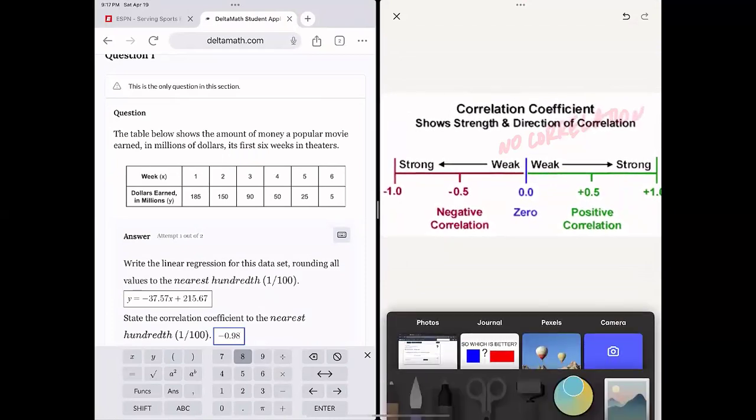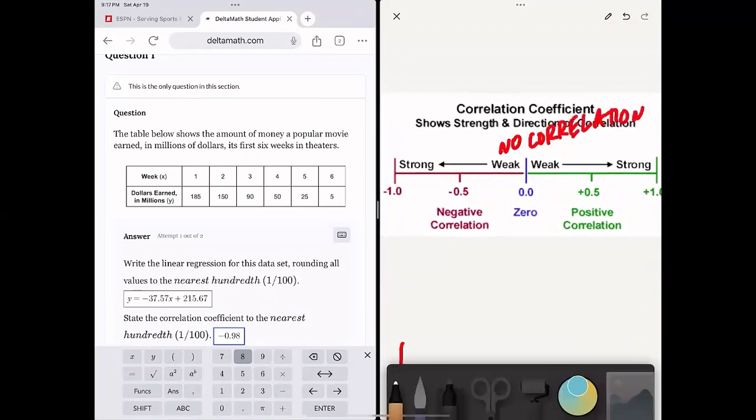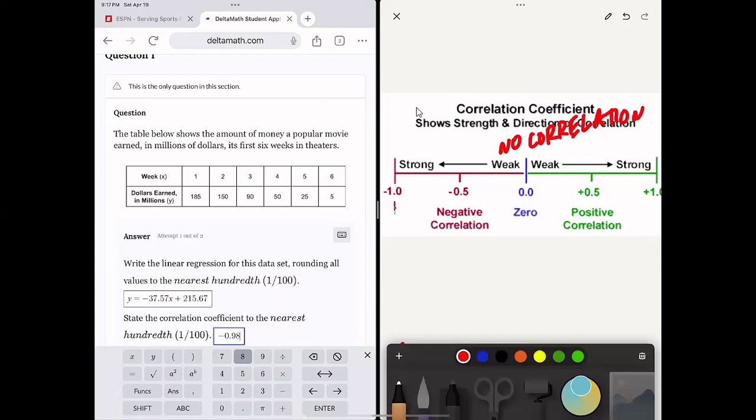The correlation coefficient goes from a -1 to a +1. Anything that's close to 0 means there's no correlation. So ours was a -98 cents, so it would be right over here, which means it's strong. That means it's a strong negative correlation. So that means there's a strong correlation and it's negative between the number of weeks that the movie is out and the amount of money that it makes. Those two variables go very closely together, but they work in opposite directions.